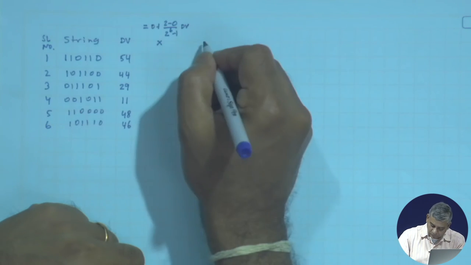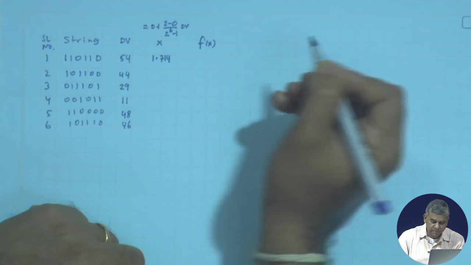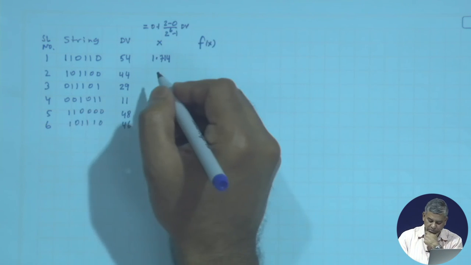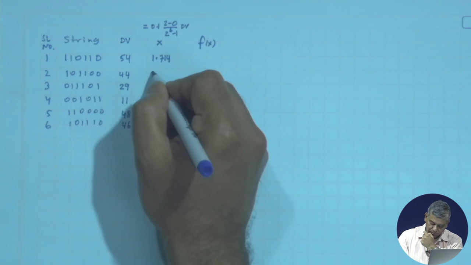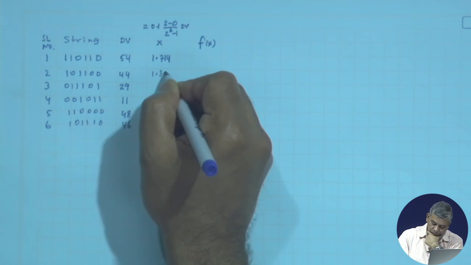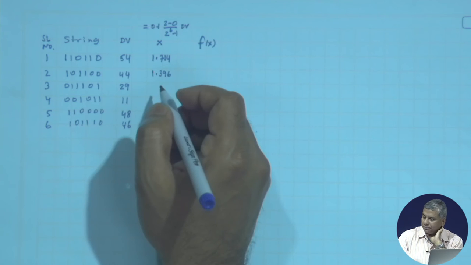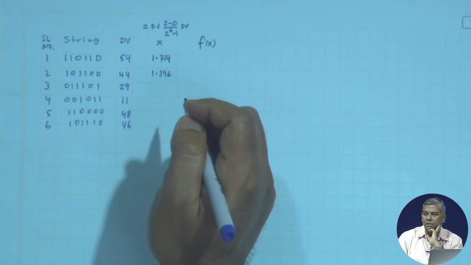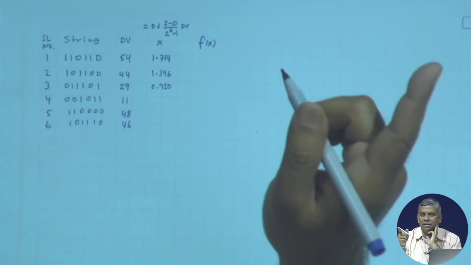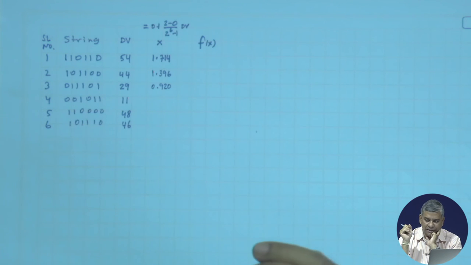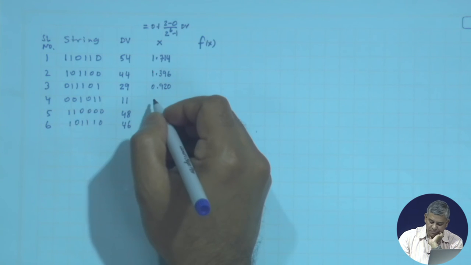Then compute f(x). 1.714. It should be between 0 and 2, otherwise you have made a mistake in calculation. Second one, 1.390. Do up to 3 decimal places, I think. 1920. Others please calculate as well, if you have a calculator. Anything you do will give you practice. Next one.